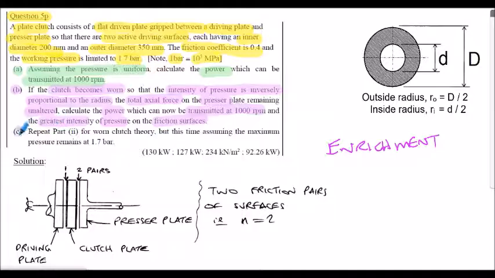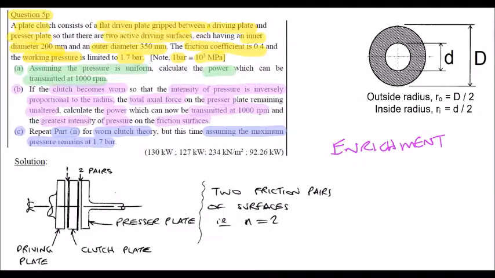And part C, we've got to repeat part 2 above for worn clutch theory, but this time assuming the maximum pressure remains at 1.7 bar. I'll leave that question with you to attempt for enrichment. The answers are shown in the bracket for your reference.